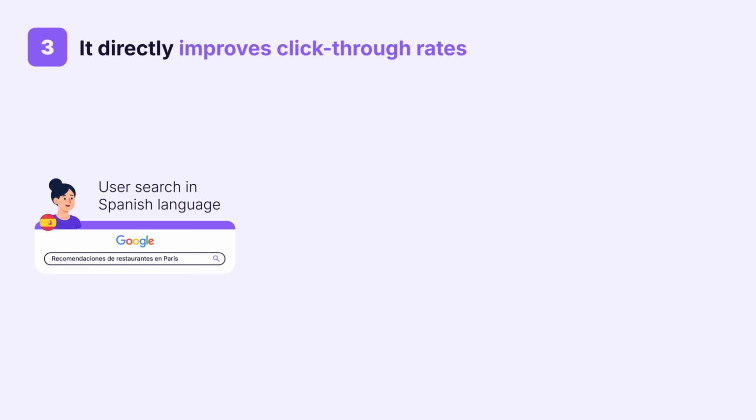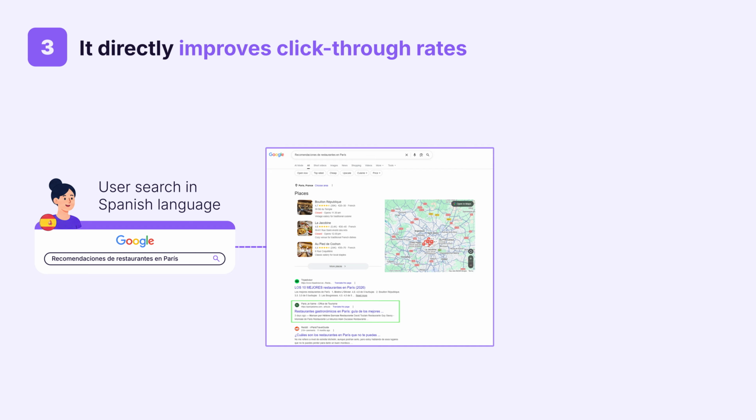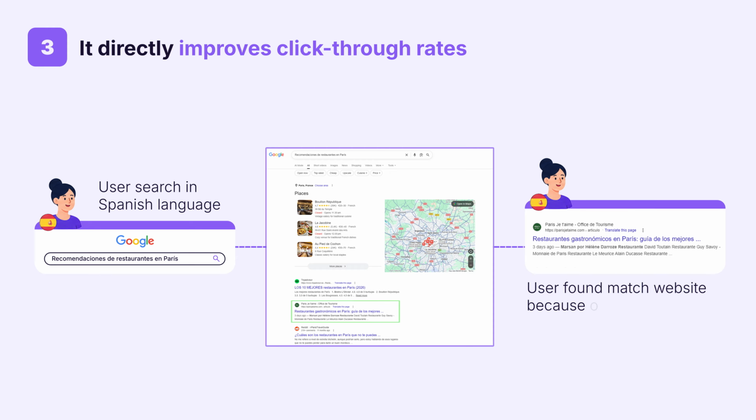Think about it from the user's side. If someone searches in Spanish and your Spanish page shows up instead of your English one, they're way more likely to click because it's instantly relevant to them. So really, Hreflang isn't some optional technical detail, it's foundational if you're serious about ranking internationally.